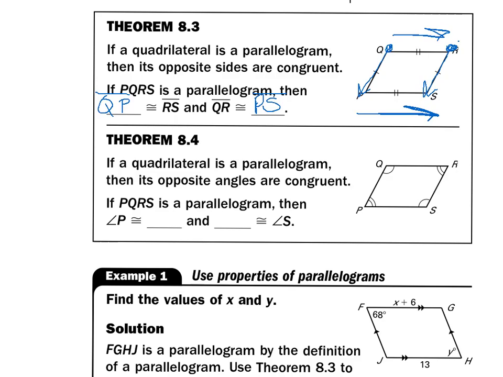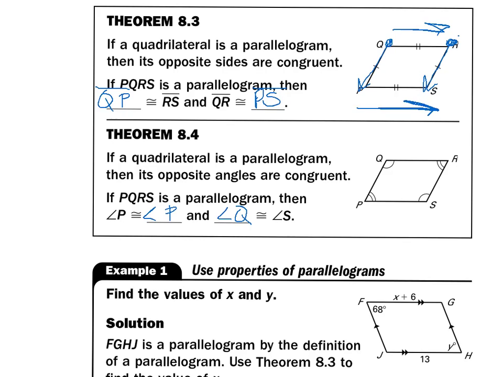Theorem 8.4. If a quadrilateral is a parallelogram, then its opposite angles are congruent. So, if angle P is in the parallelogram, it's congruent to angle R. And what is congruent to angle S? Angle Q.